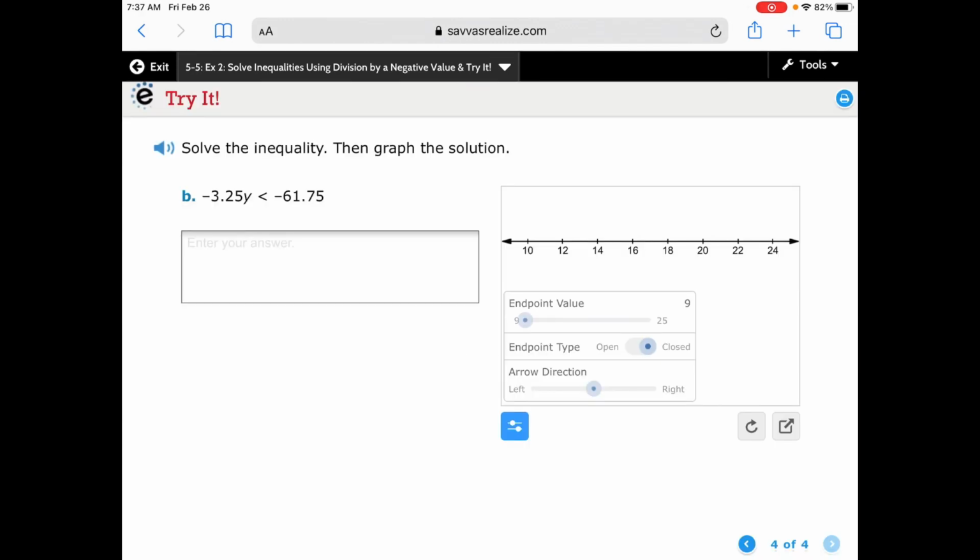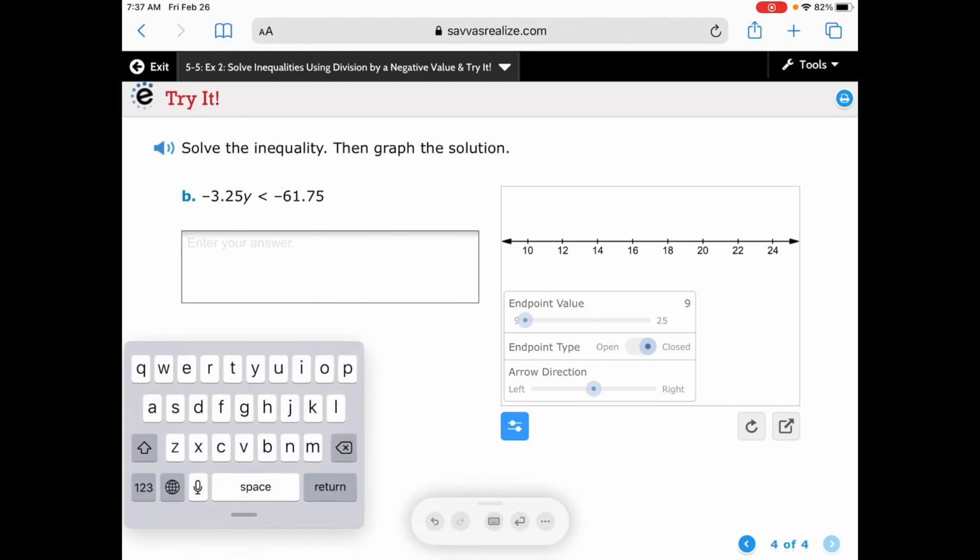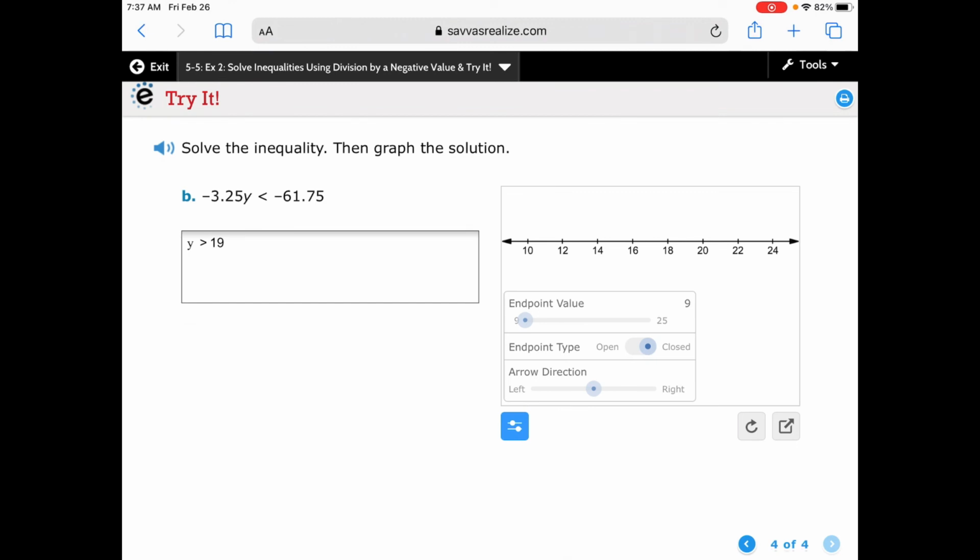The next one, we're dividing by a negative again. So what's going to happen here is that our inequality sign will be flipped, because we're multiplying or dividing by a negative, so it gets flipped that way. After we do the math, I'll tell you the answer is 19. When we go to graph this, it's going to be a closed circle on 19. We don't even have an option to put a negative. It's going to be an open circle, pointing to the right, so our graph should look like that.